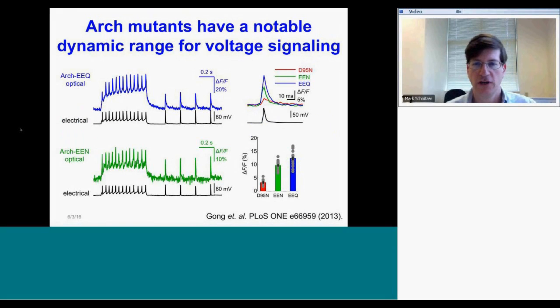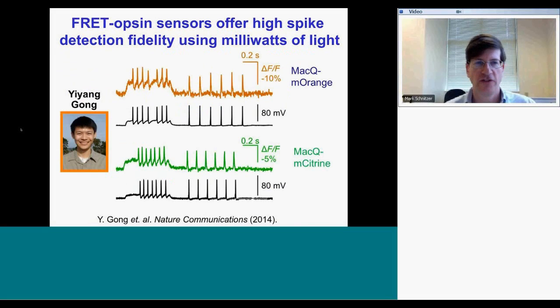They have good signaling dynamic range, as you can see here, but they turn out to be very dim fluorophores. And so for this reason, we've been coupling these rhodopsin family proteins to bright genetically encoded fluorophores. In my lab, this was work done by Yang Gong, who now has his own group at Duke University. Unlike the archrhodopsin family proteins, which often require much higher illumination intensities, we've been performing optical voltage imaging with milliwatts worth of light.